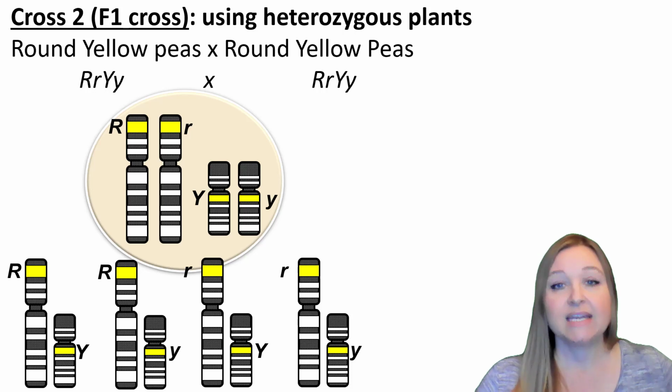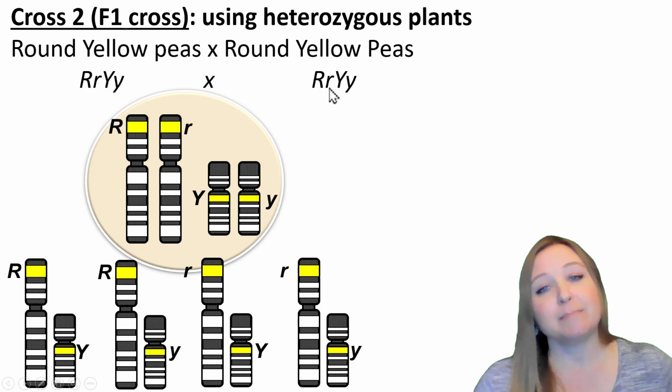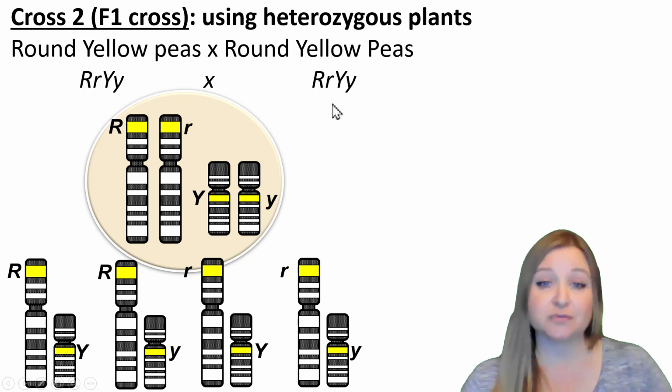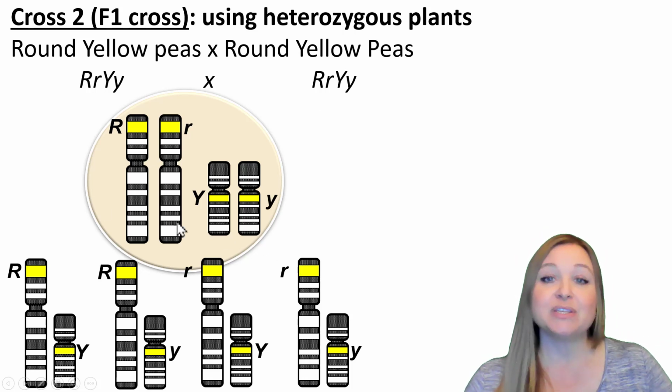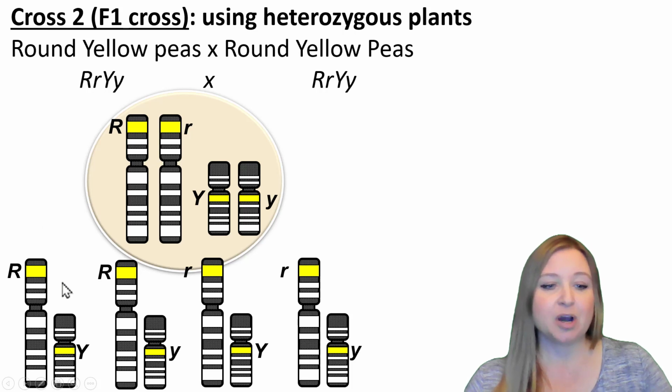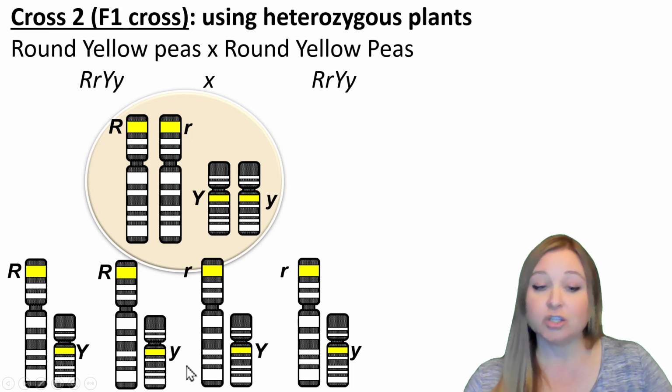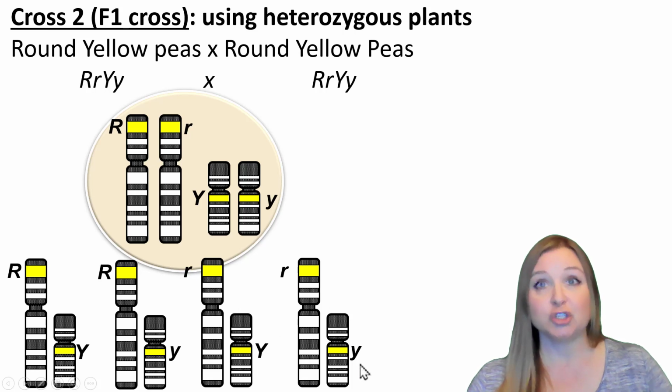Now, we could go through the same thing with the mother, but notice the mother has the same genotype as the father. They're both heterozygous. So when the mother's germ cells go through meiosis to form the eggs, she's going to end up with the same possible outcomes. Big R, big Y, big R, little y, little r, big Y, and little r, little y.